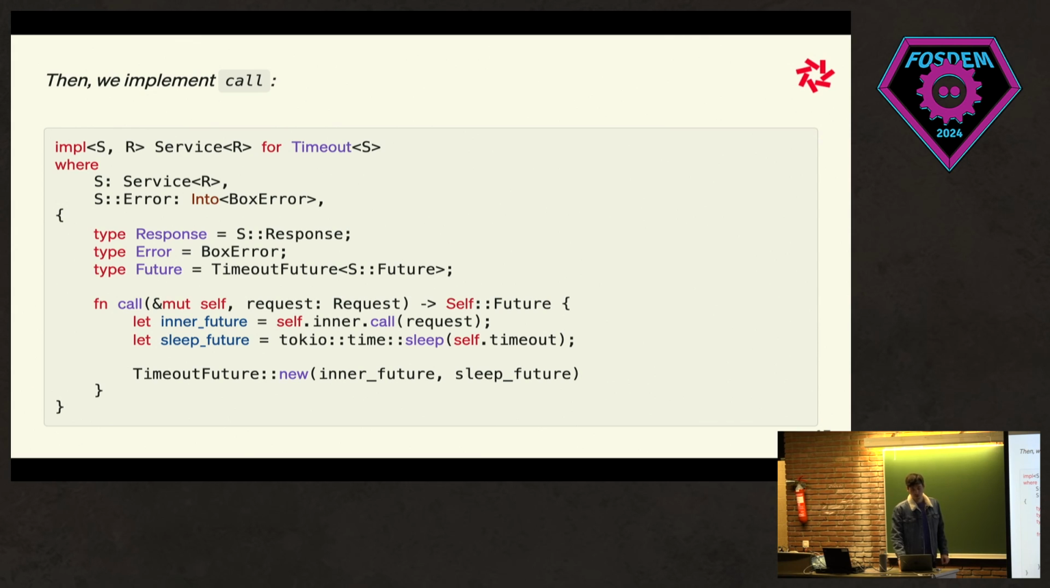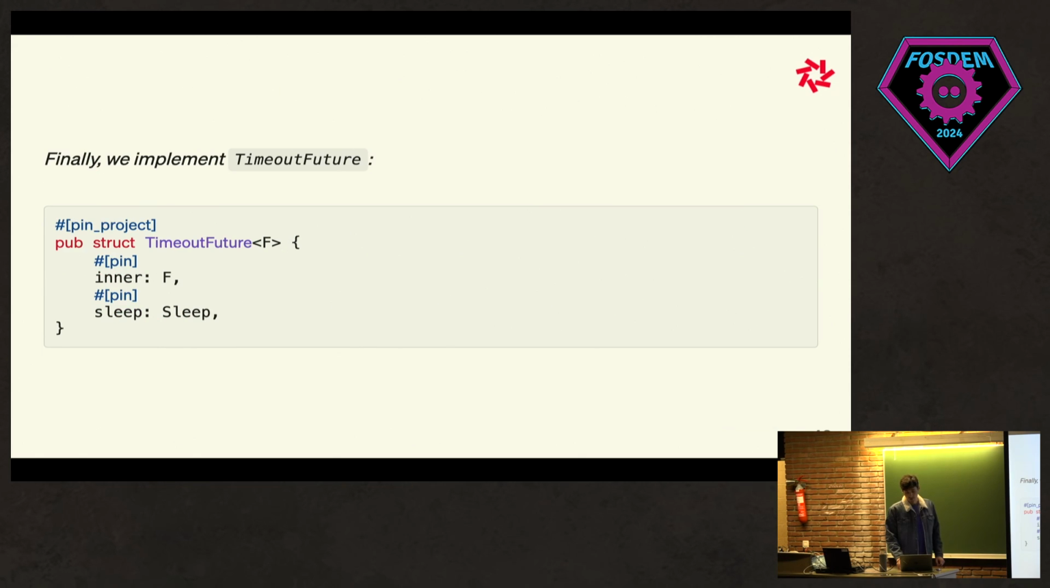Now we implement call. So we take a look at what we do for our future. Our timeout future is very similar to a logging future. It just wraps two inner futures. One will be used for the inner future, and the other one will be for the sleep future. For the sleep future, you can reuse the future from Tokio, for instance, if you're using the Tokio runtime. So call becomes pretty simple. All you have to do is build your inner future and your sleep future and create your timeout future, which we're going to implement now.